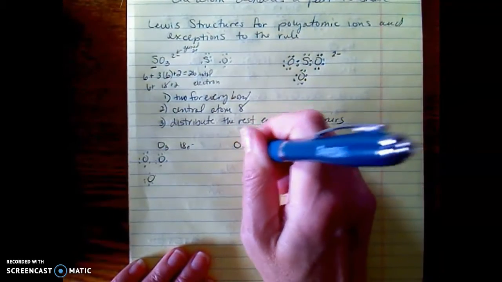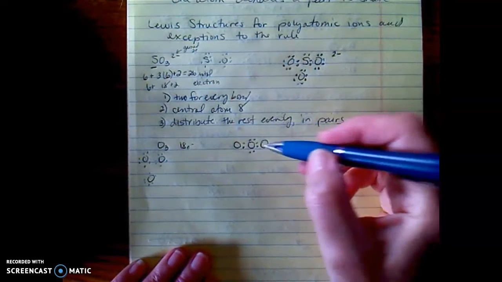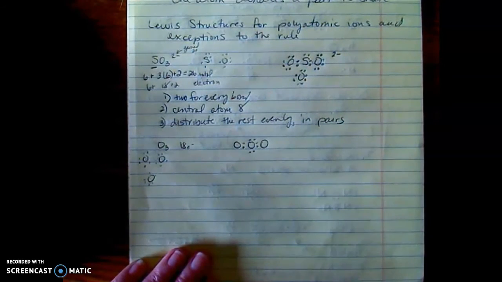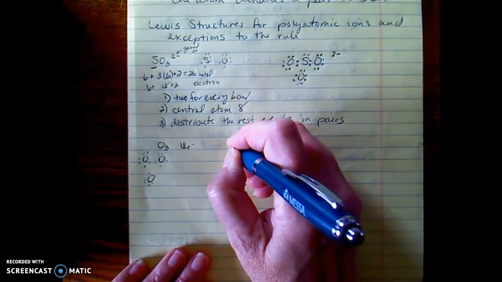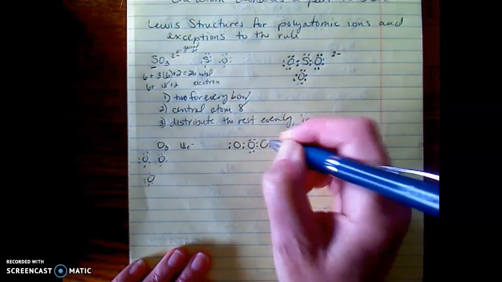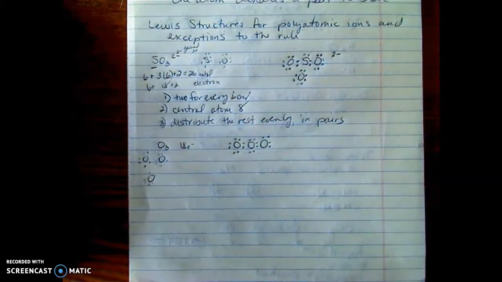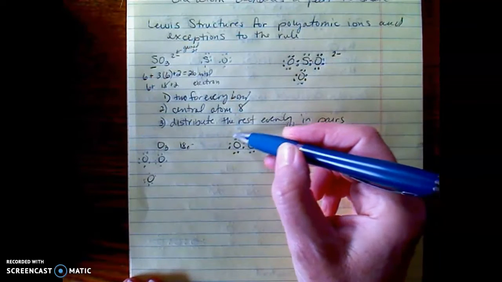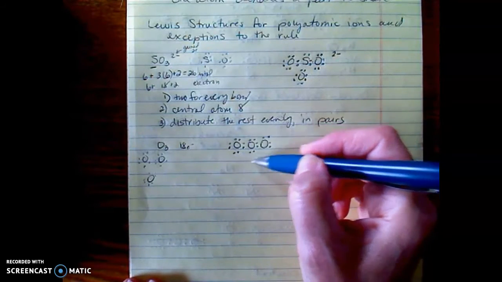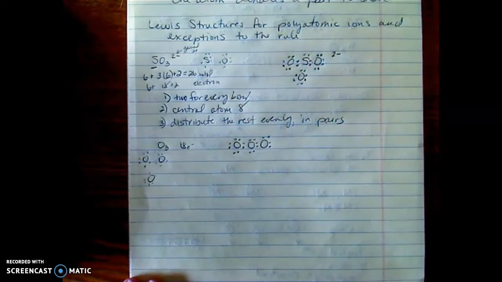So that's 2, 4, 6, 8. Now I have 8 around my central one, and I have 10 more to distribute. Again, distribute the rest evenly in pairs. So I have 8, 9, 10, 11, 12, 13, 14, 15, 16, 17, 18. Now, if you look at this one, it's not quite right. The one on the left has 8 valence electrons. The central atom has 8. And then the one on the right only has 6.